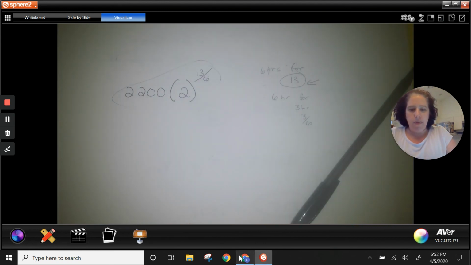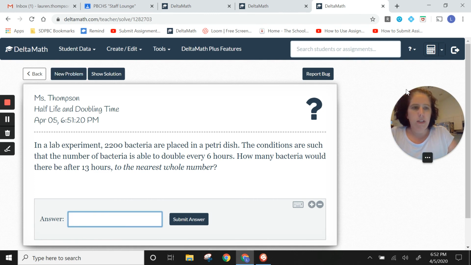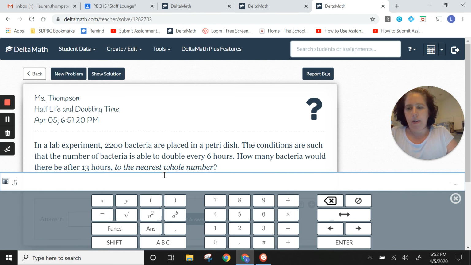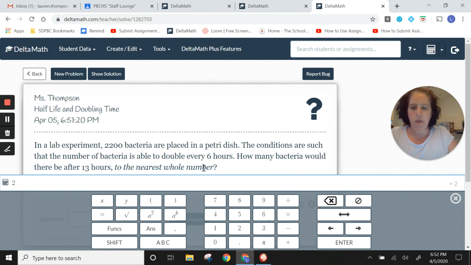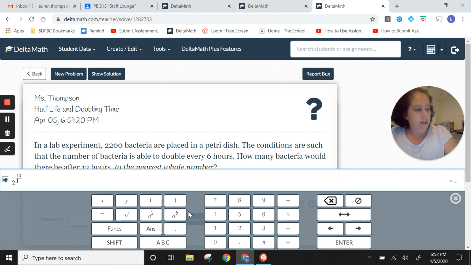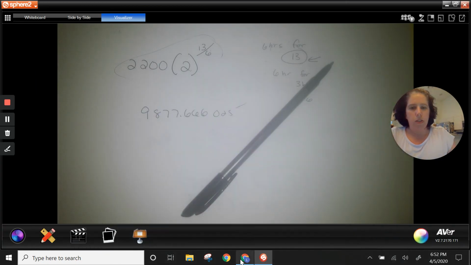So we got that. So let's go back. Okay, I want my answer. Let's pull out the calculator first. Okay, back that out. So we're going to double. So 2 raised to the 13 divided by 6. Arrow over, so it drops down, so it's even with the 2. And then times 2,200. Okay, so my answer to the nearest whole number, so I got 9,877.666,025. So whole number, guys, that means the ones place.